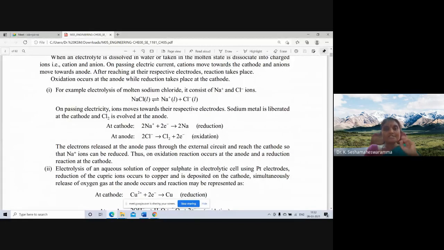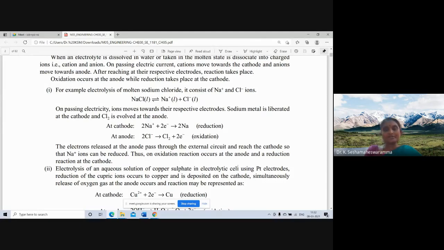The electrons released at the anode pass through the external circuit and reach the cathode, so that Na plus ions can be reduced. Thus, an oxidation reaction occurs at the anode and a reduction reaction at the cathode.